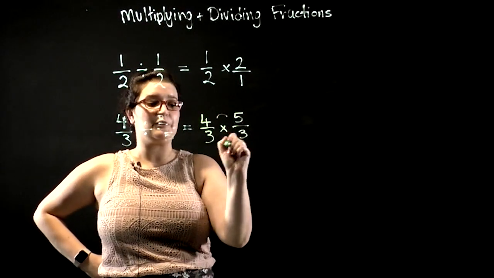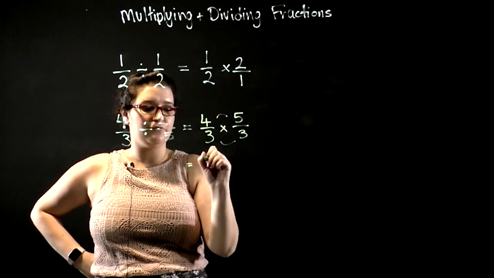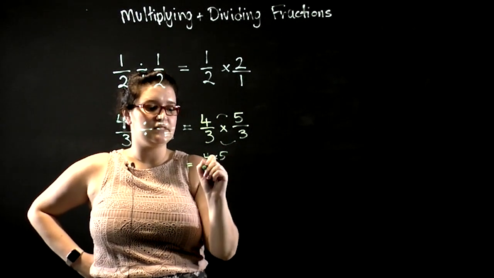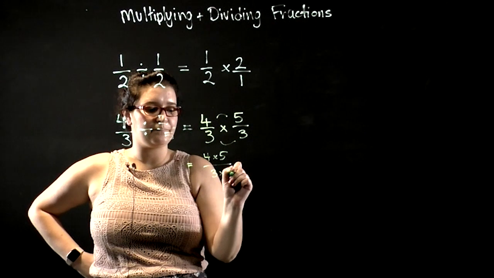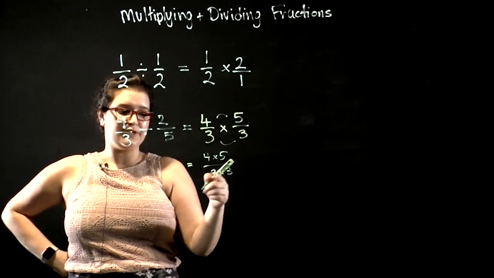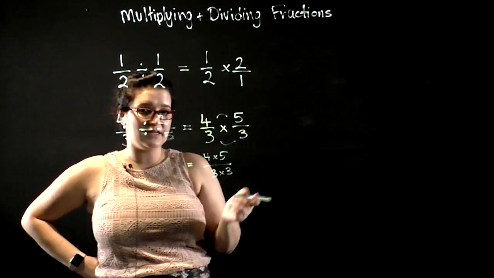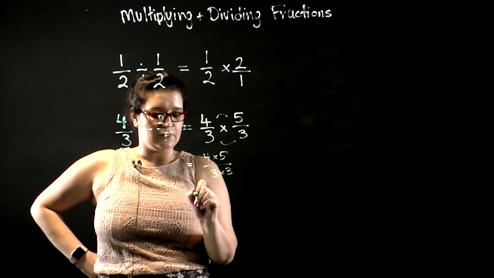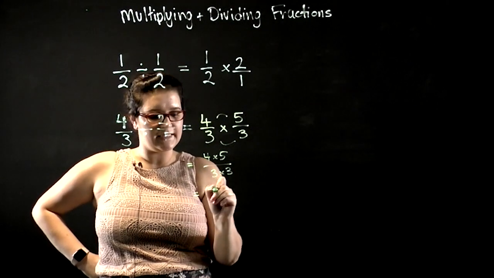I multiply the top and the bottom, and I'll get 4 times 5 divided by 3 times 3. Now if there were common factors, I could cancel them here, but there aren't. 3 is prime, 4 and 5 don't have factors of 3, so I'll get 20/9.